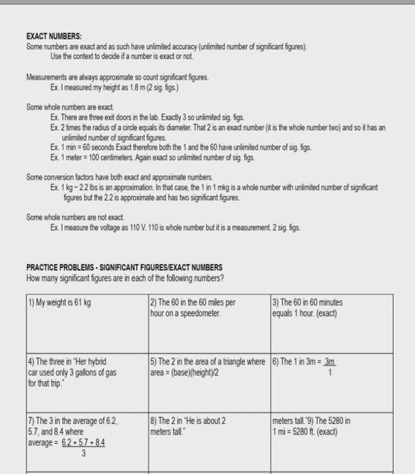Basically, there's a few simple rules. Some numbers are exact, some numbers are not exact. Measurements are always approximate because you can have uncertainty in those measurements. So you would have to count the number of sig figs. So count sig figs. I'm just going to put SF. All right, and then some whole numbers are exact.